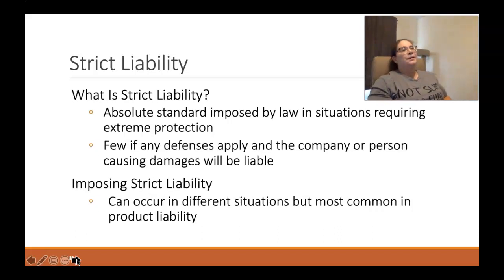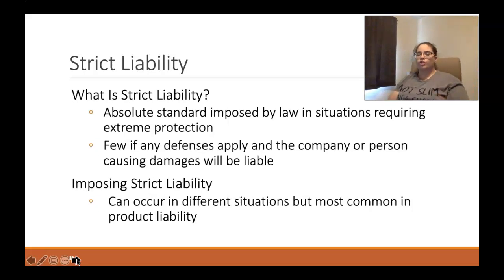Strict liability. So I explained this a little bit earlier, but strict liability torts are absolute standards, right? So we recognize that there are just some situations that are so dangerous that they require that if something goes wrong, someone's going to be held accountable. Why? It's so those people have an incentive to do it right and to do it right every single time, okay?